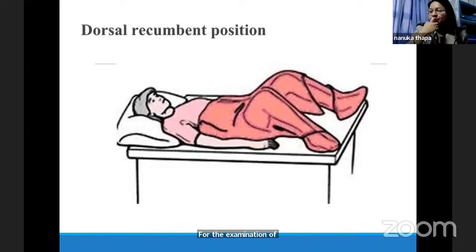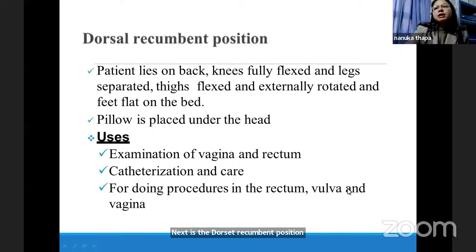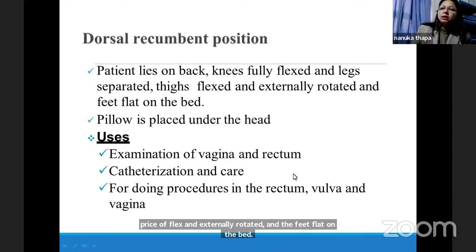Next is the dorsal recumbent position. The patient lies on the back, knees fully flexed, and the legs are separated. The thighs are flexed and externally rotated, and the feet flat on the bed. The pillow is placed under the head.